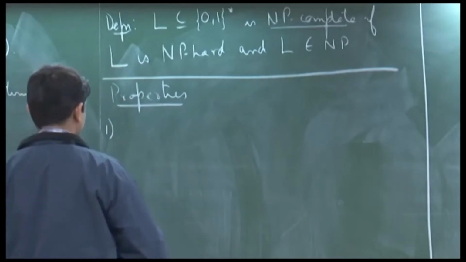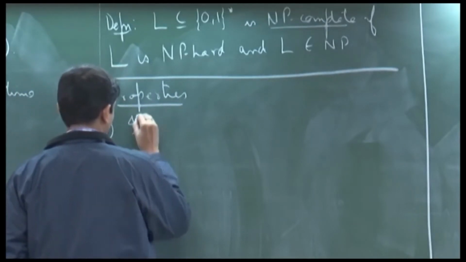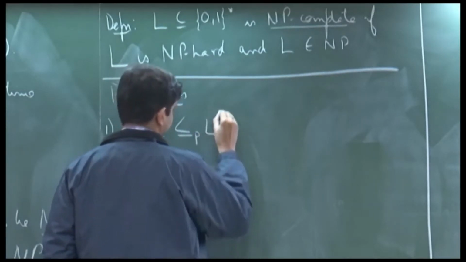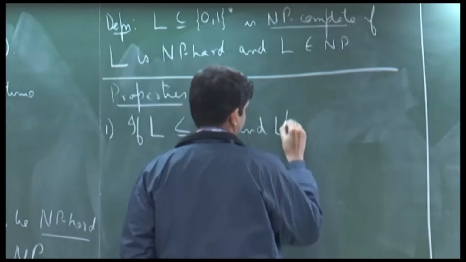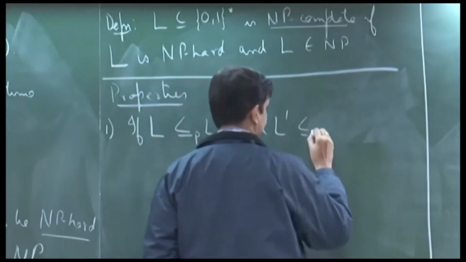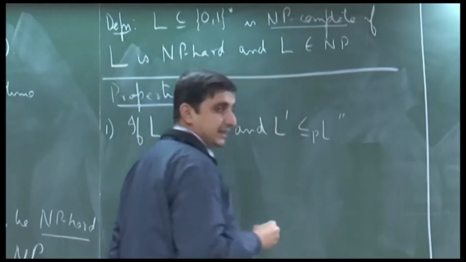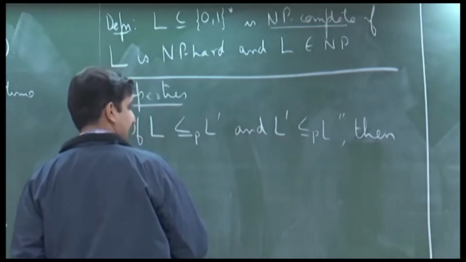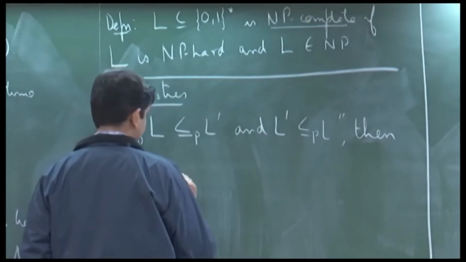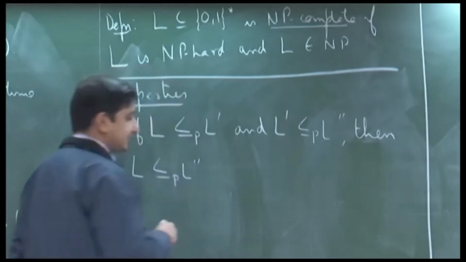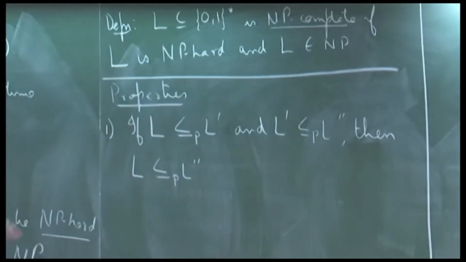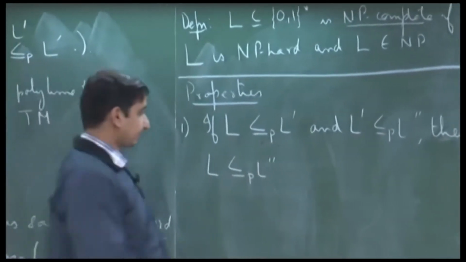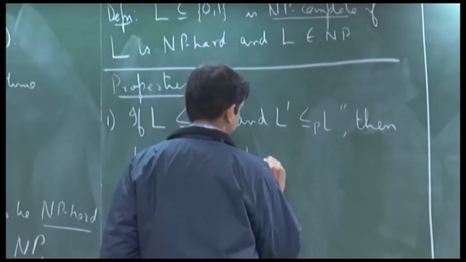Firstly, if L polynomial time reduces to L prime, and L prime in polynomial time reduces to, let us say, some language L double prime, then L also reduces in polynomial time to the language L double prime. In other words, this operation, the polynomial time reduction operation, is transitive. Okay, so this is known as the transitivity property.